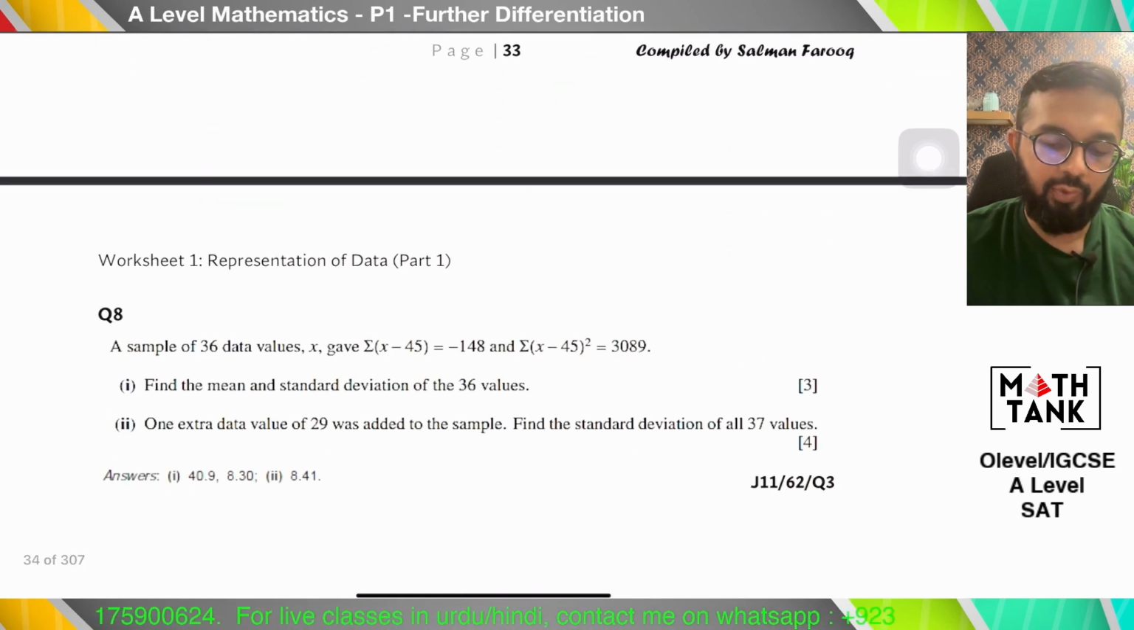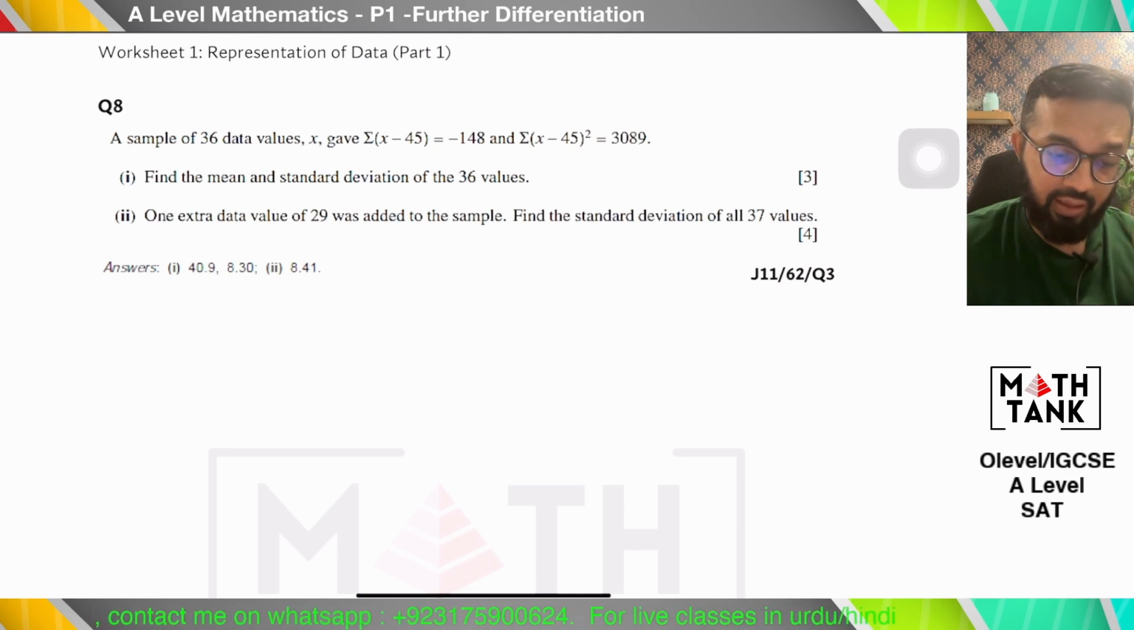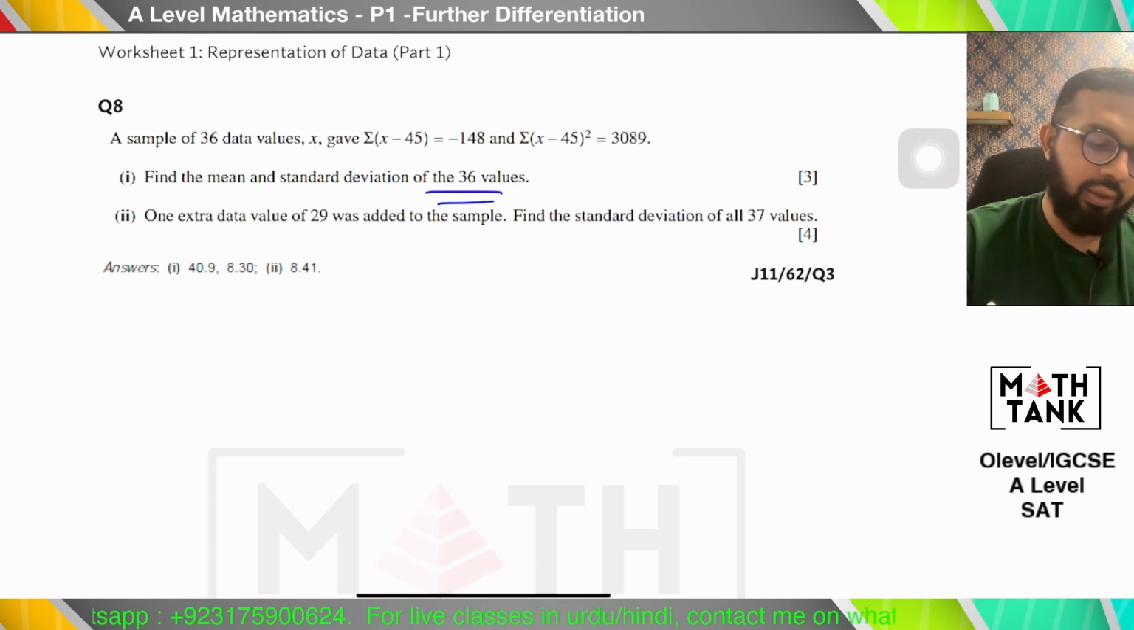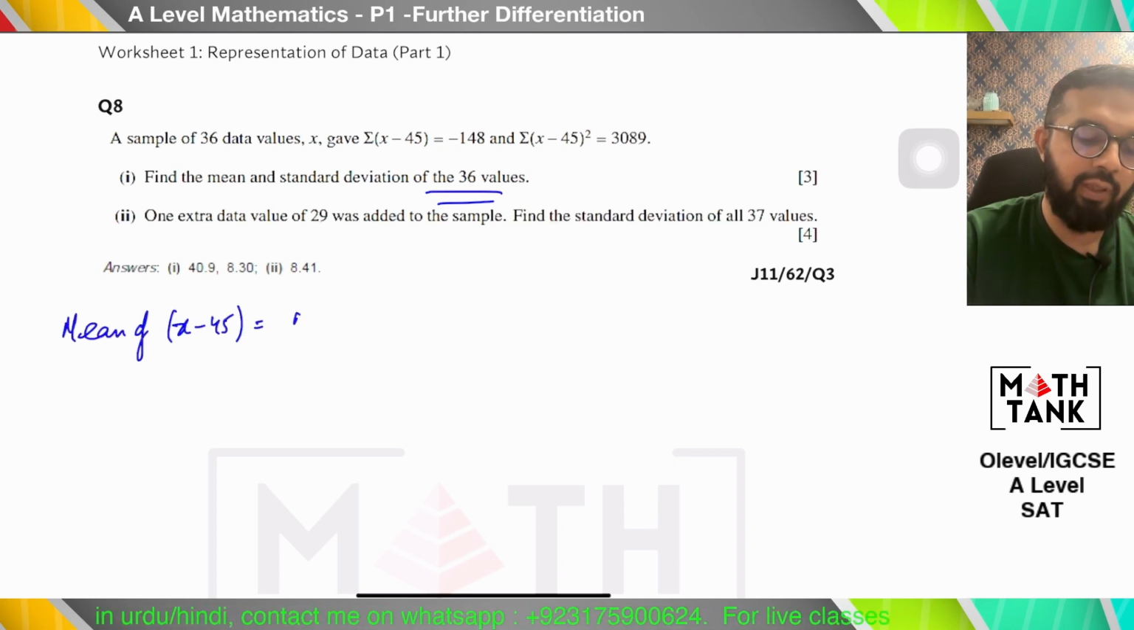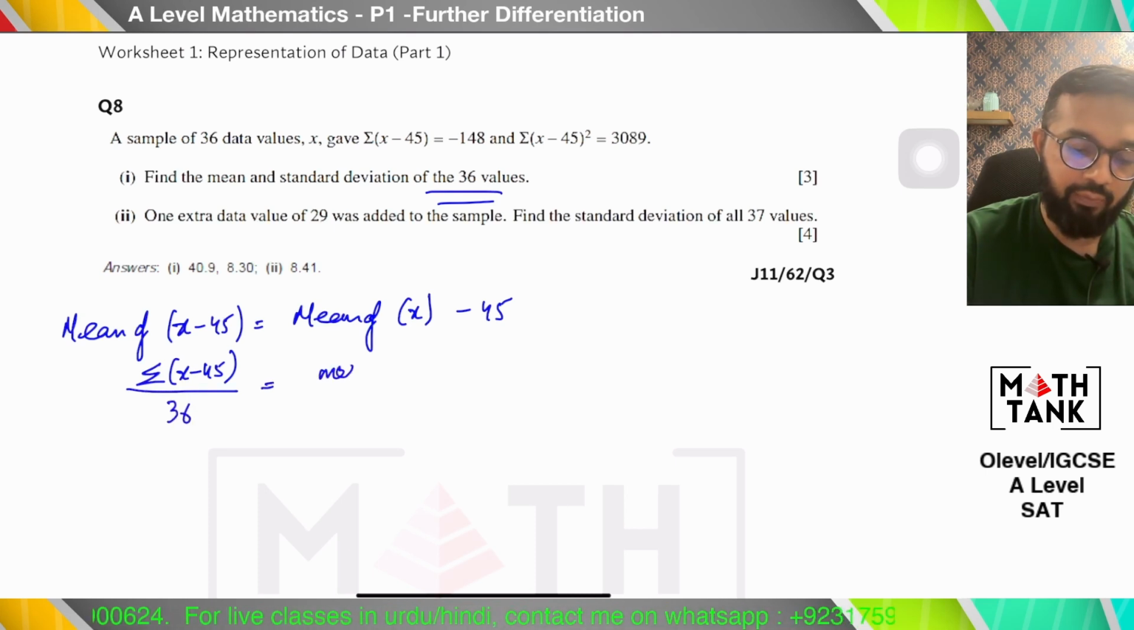Okay. Moving on to the next, this is again coding of data, a sample of 36 data values, which gives this and that. Find the mean and standard deviation of the 36 values. The mean of x minus 45 is the same as the mean of x minus 45, that side. So I get minus 148. So I'm going to write the sum of x minus 45 here divided by 36. The mean of x is what I want to find, this is x bar. So minus 148 over 36.